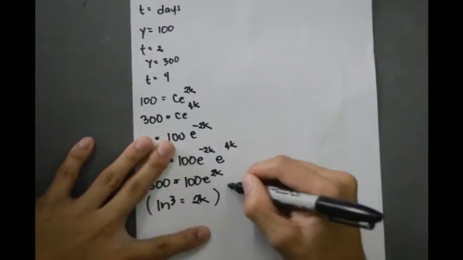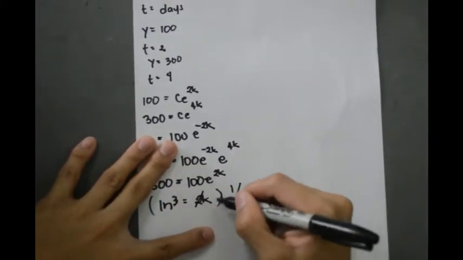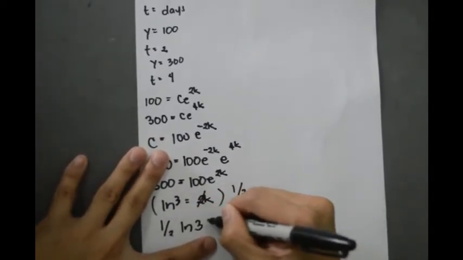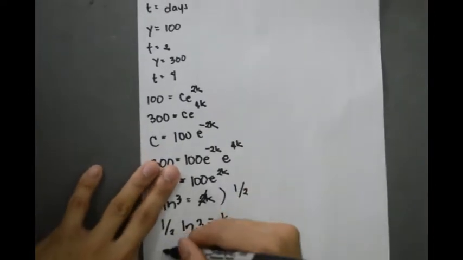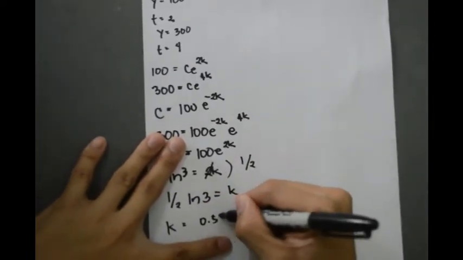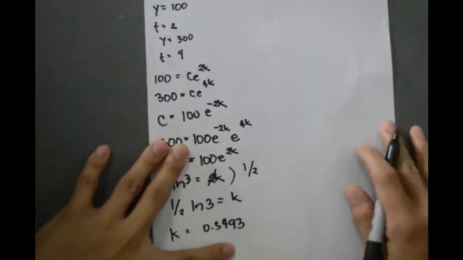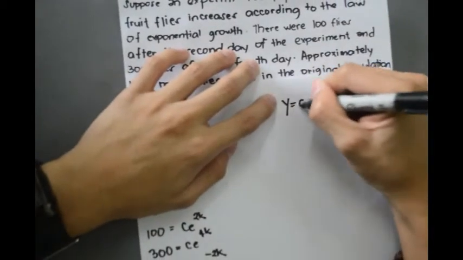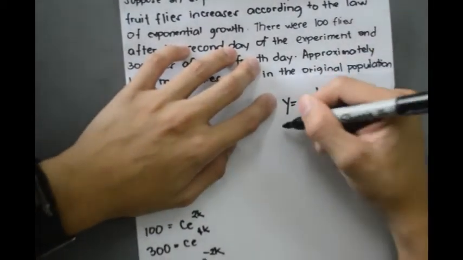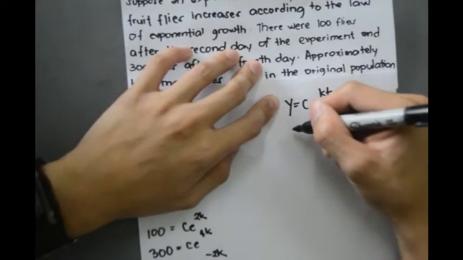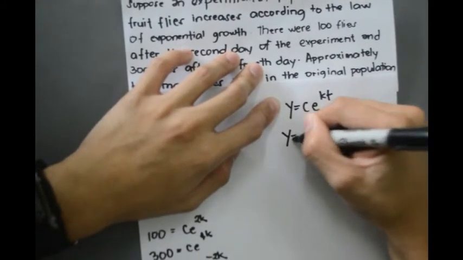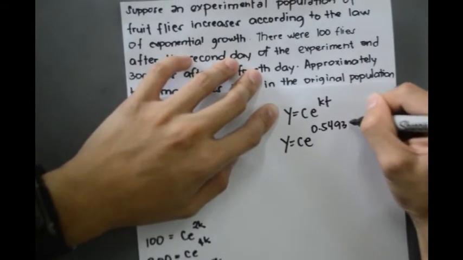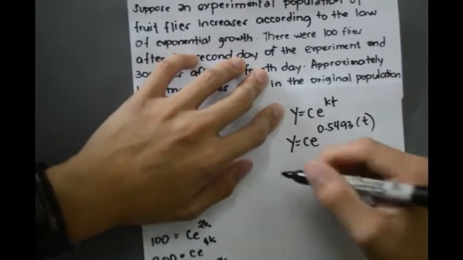Multiply both sides by 1/2, so the 2 will be cancelled and the k will remain. That makes it 1/2 ln of 3 is equal to k, and k is equivalent to 0.5493. So the exponential growth model is shown as the formula y is equal to C e raised to kt. Substituting k as equivalent to 0.5493, y is equal to C e raised to 0.5493 times t.